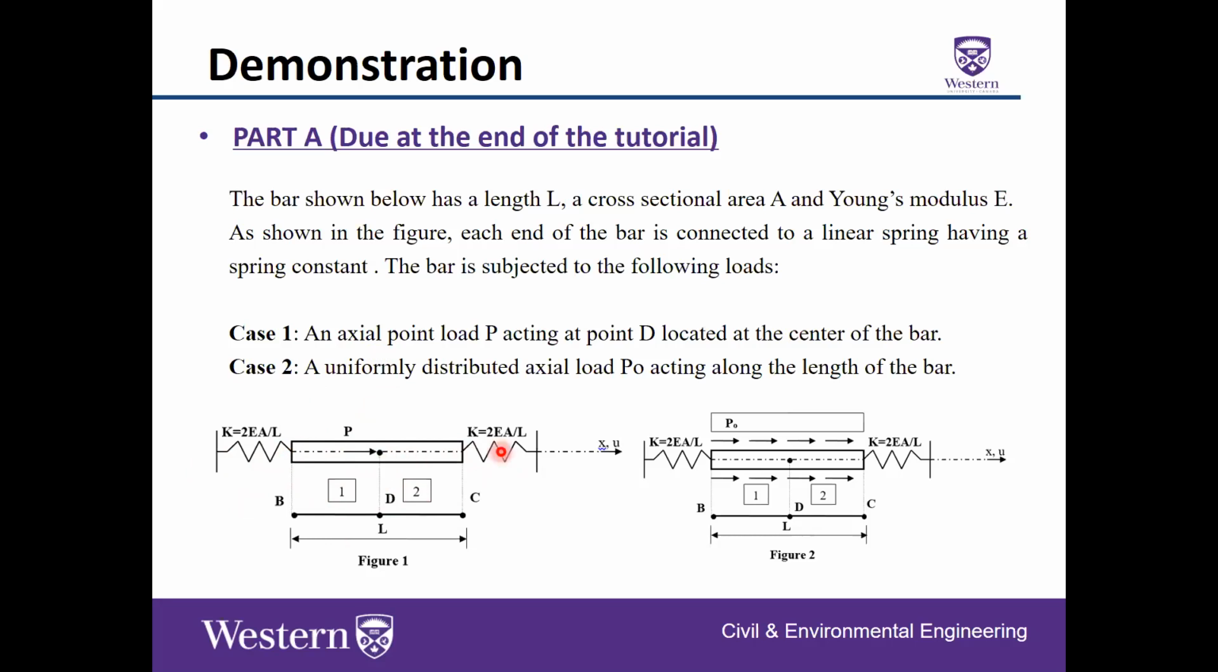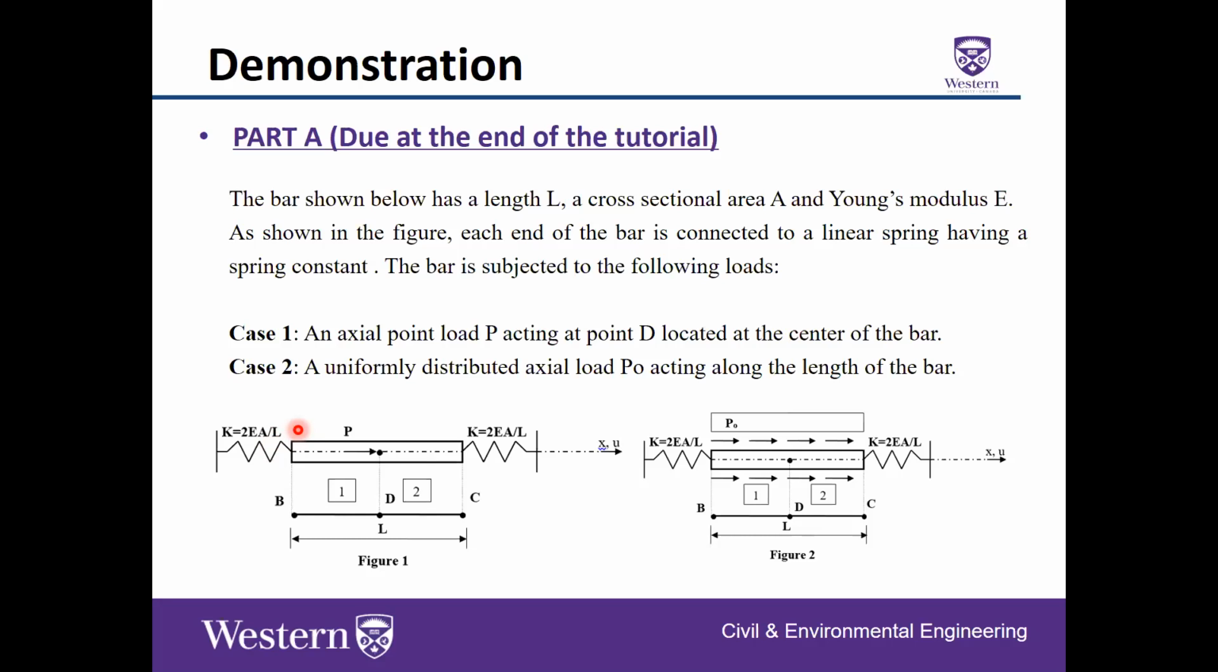And for each joint, we have 3 joints here. The first joint here is B, the one in the middle is D, the one at the other end is C. And we gave you the value of the spring constant equals 2EA over L. We used the same setting, the same bar elements, and we used different load combinations. For figure A, we had only one point load at the joint in the middle, joint D.